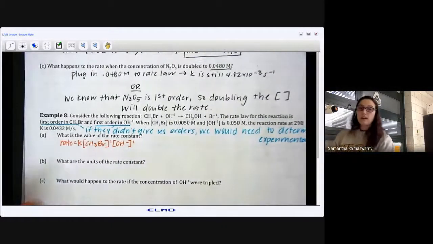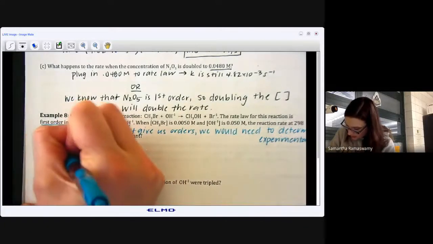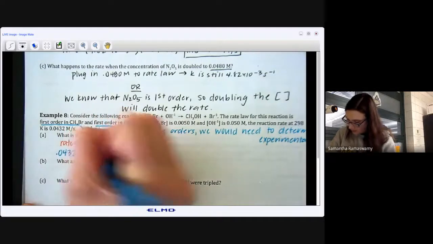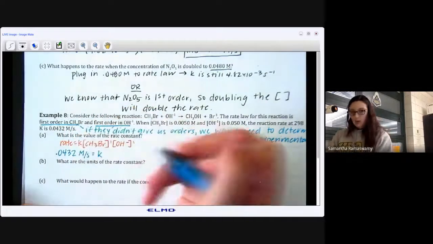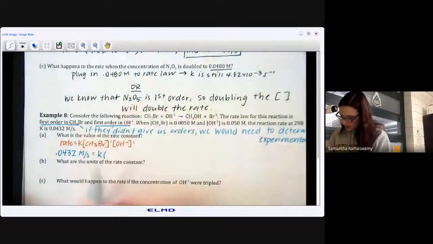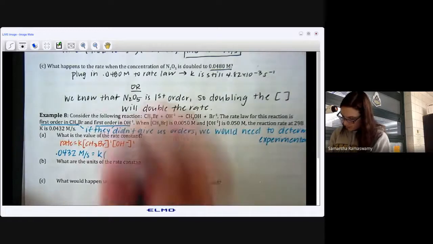So let's just plug everything in, and I'm going to plug it in with units as well so that we can solve A and B at the same time. So the rate is 0.0432 molar per second. That equals K times the concentration of CH3Br, which is 0.005 molar.